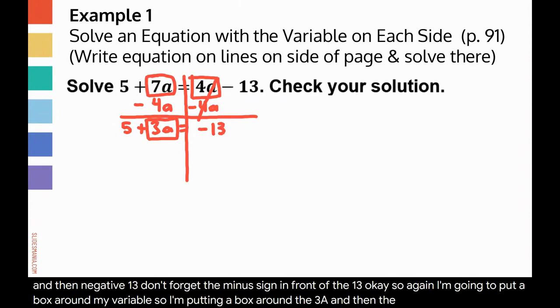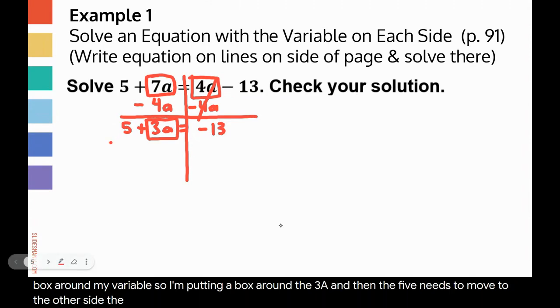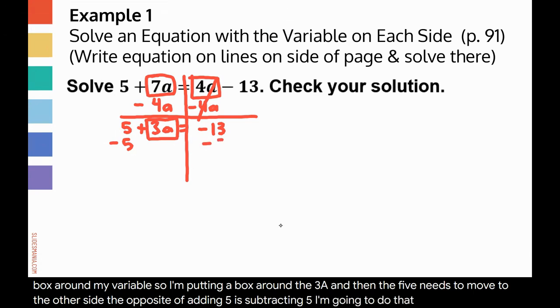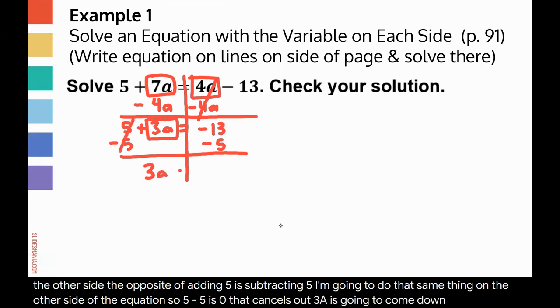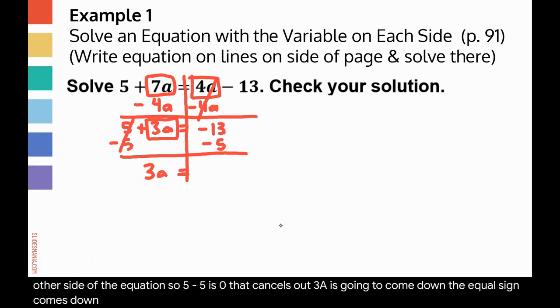And then the 5 needs to move to the other side. The opposite of adding 5 is subtracting 5. And I'm going to do that same thing on the other side of the equation. So 5 minus 5 is 0. That cancels out. 3a is going to come down. The equal sign comes down. Negative 13 minus 5 is negative 18.